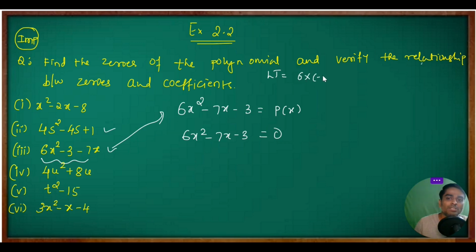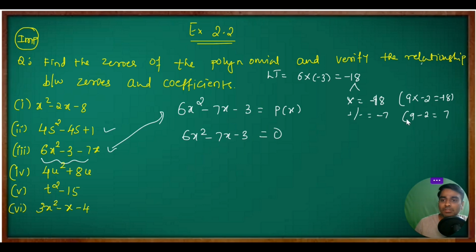The last term, if you identify, will become 6 into minus 3, which is minus 18. If you look for the numbers here, you have to get minus 18 if you multiply, and if you add or subtract, you should get minus 7. So if I go for 9 into minus 2, what will happen? Minus 18 I will get. And what is 9 minus 2? I will get 7. But I need minus 7, so I will just change here. I'll make 9 negative and 2 positive. Now it holds good. Right, here 6x square minus 9x plus 2x minus 3 equal to 0.